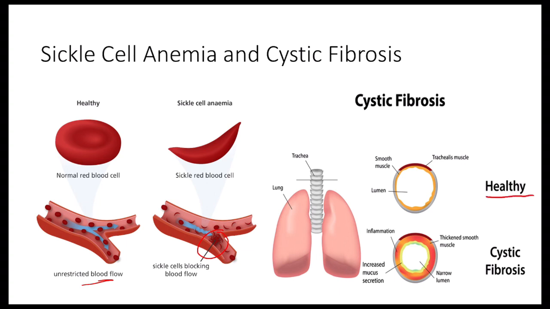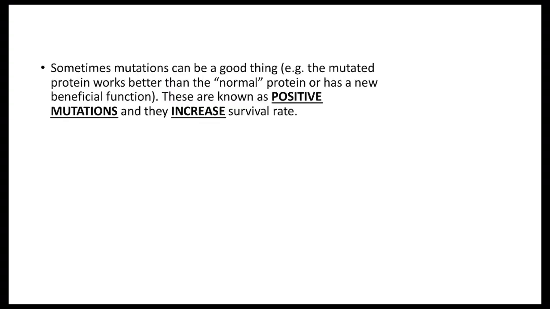Cystic fibrosis: a healthy trachea is on the top. Here you can see it's quite wide and open, lots of air can pass through. This is referring to your windpipe. Versus if you have cystic fibrosis, you have thickened muscles which narrow the pathway. In addition to that, there's also increased mucus and swelling and a bunch of other things that make it a lot harder for an individual with cystic fibrosis to breathe.